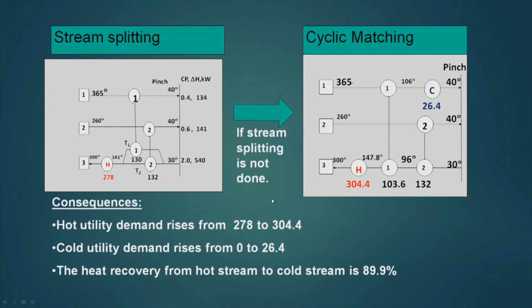Now, is it possible to improve this? The answer is yes, it is possible. When we will be using more number of cyclic matchings, then this requirement will move towards this. Here if you count, there are 4 heat exchangers required here, whereas 3 heat exchangers are required here. So, the number of units have increased during cyclic matching.